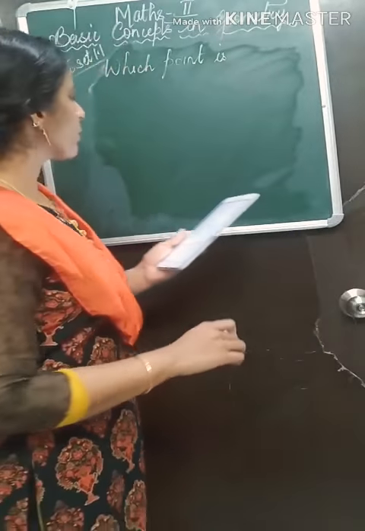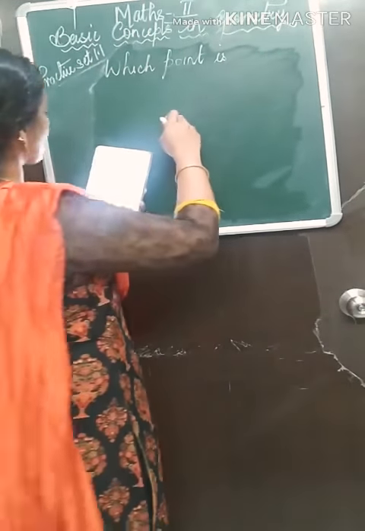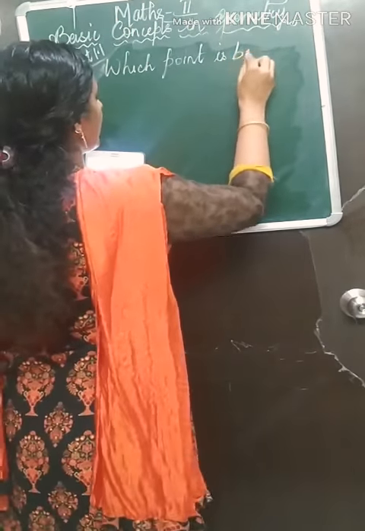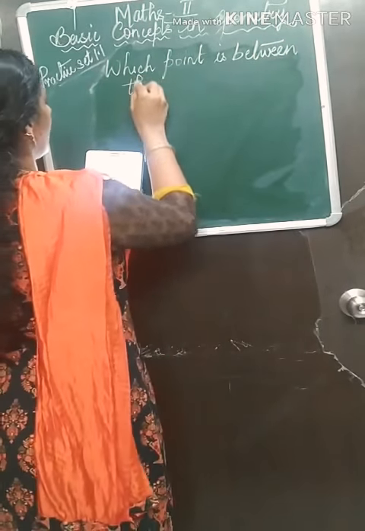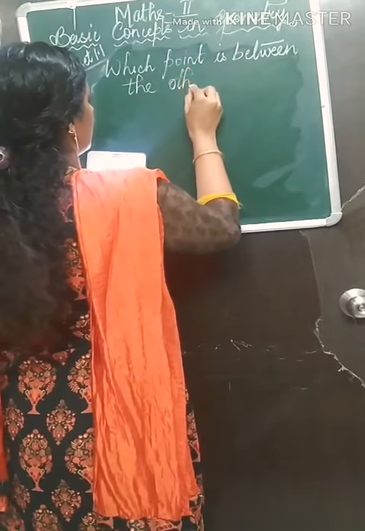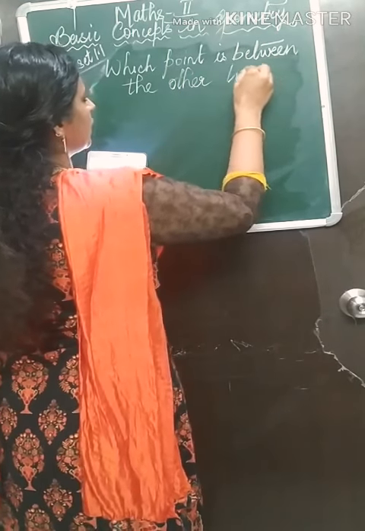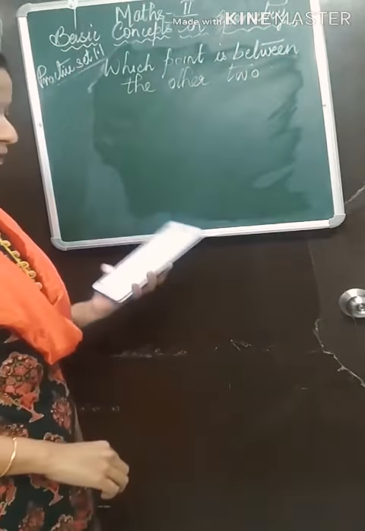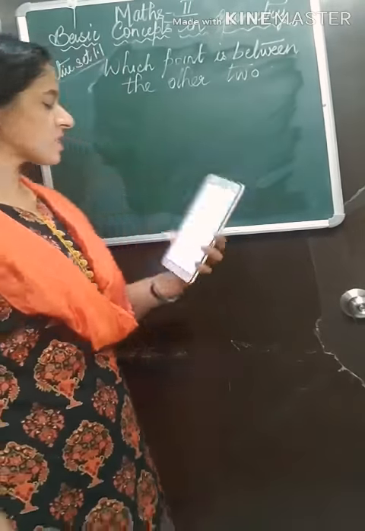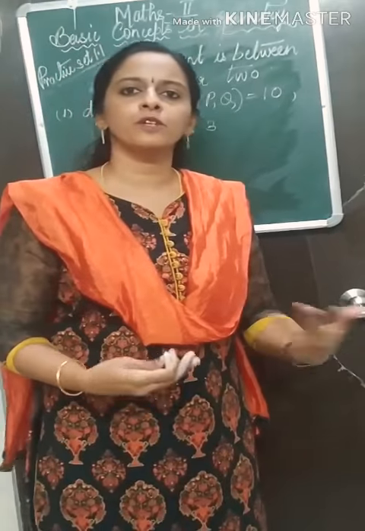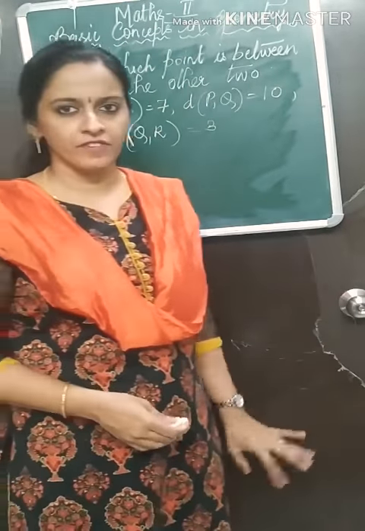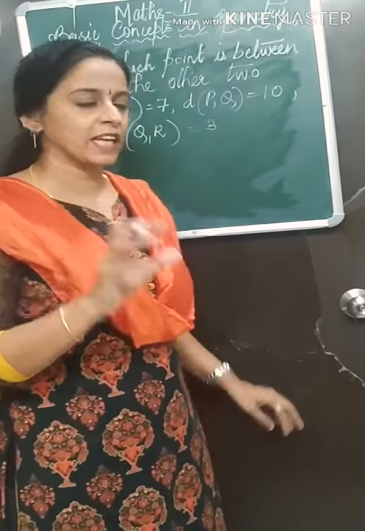Okay. Let us copy the first question. We have to find out which point is between the other two from the given information. When I solve one sum, you will be able to solve the other sums comfortably. Just remember the technique.